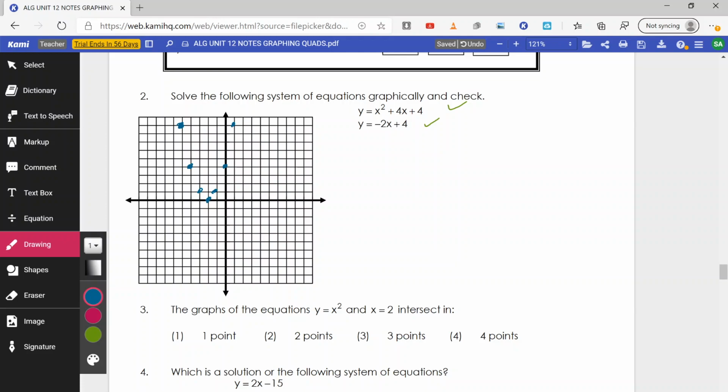So here's the parabola of my quadratic equation. So it comes down, back up, arrows at the end.